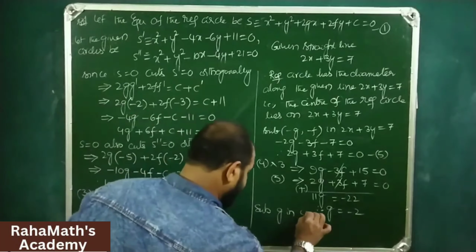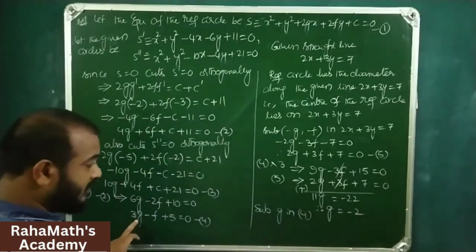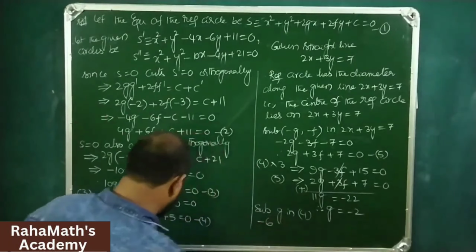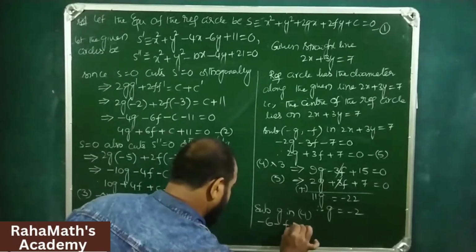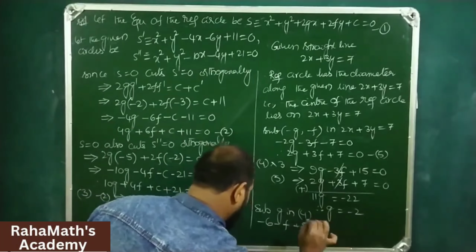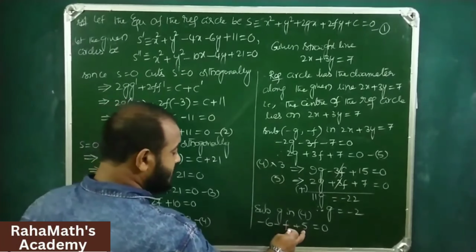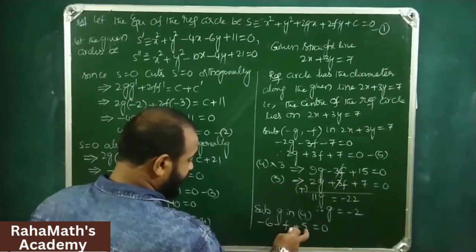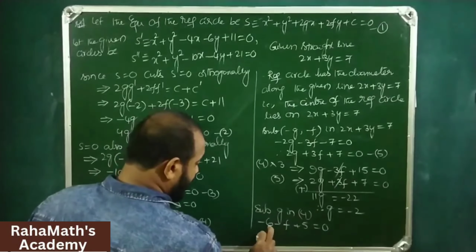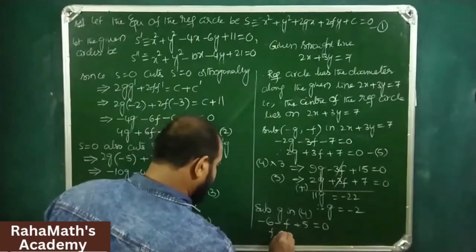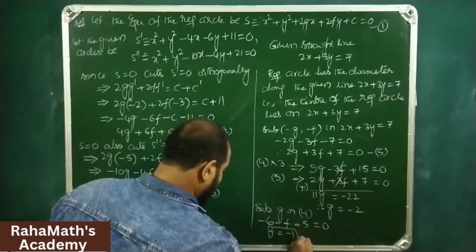Substituting g in the fourth equation, then 3 into minus 2 is minus 6, minus f plus 5 equals 0. That means minus 6 plus 5 is minus 1. So minus 1 minus f, so f equals minus 1.